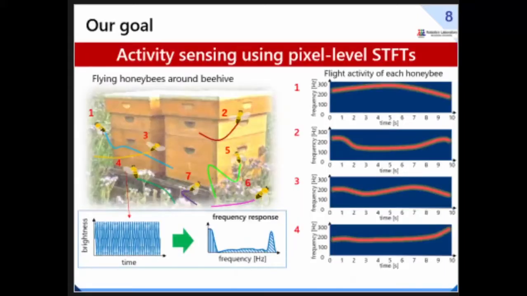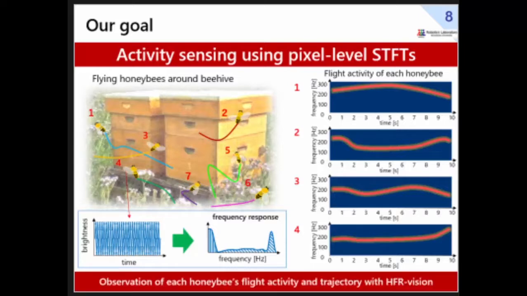This slide shows the flight activity frequency response using pixel-level STFTs after detection of honeybees and zero-labeled honeybees. If we can compute the frequency spectrum from flapping frequency exactly, we can monitor each honeybee's flight activity and the condition of the beehive. Our final goal for the proposed method is observation of each honeybee's flight activity with high-frame vision, in this kind of remote sensing approach without sensors such as RFID tags.